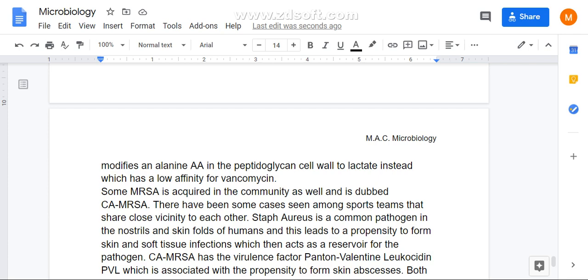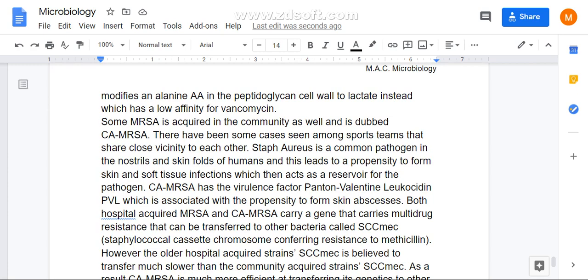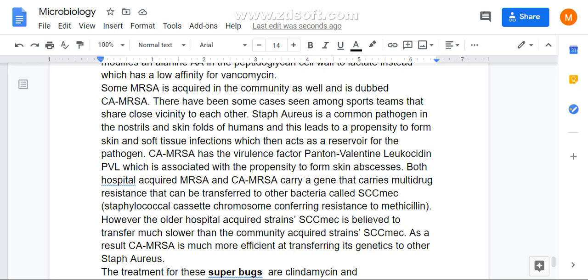So some MRSA is acquired in the community as well, and is dubbed community-acquired MRSA. There have been some cases seen among sports teams that share close proximity to each other. You also have people in boys' homes, soldiers, those types of people that are in close quarters together. They're at increased risk for contracting community-acquired MRSA.